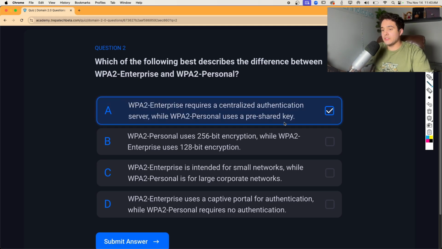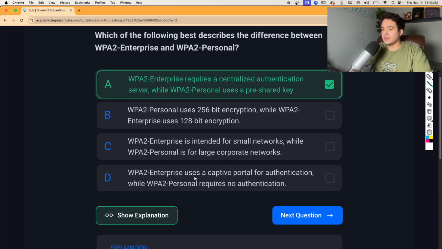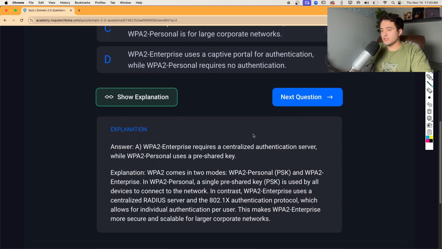So I'm going to go with A here. WPA2 Enterprise requires a centralized authentication server, while WPA2 Personal uses a pre-shared key. Pause the video if you'd like to read the explanation.